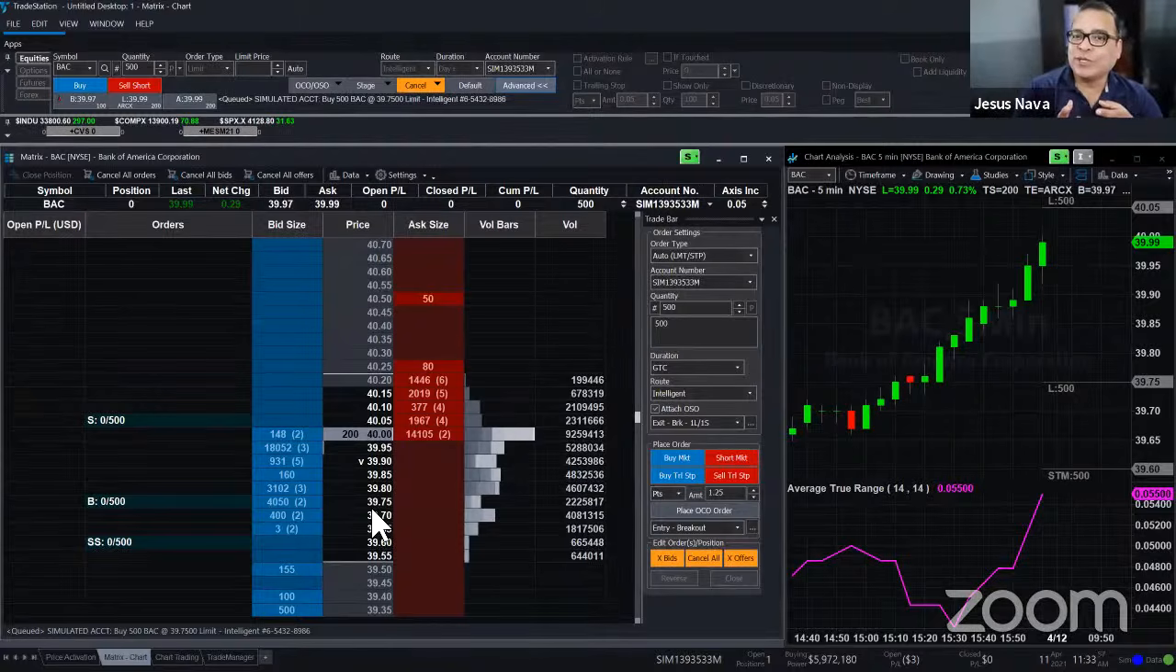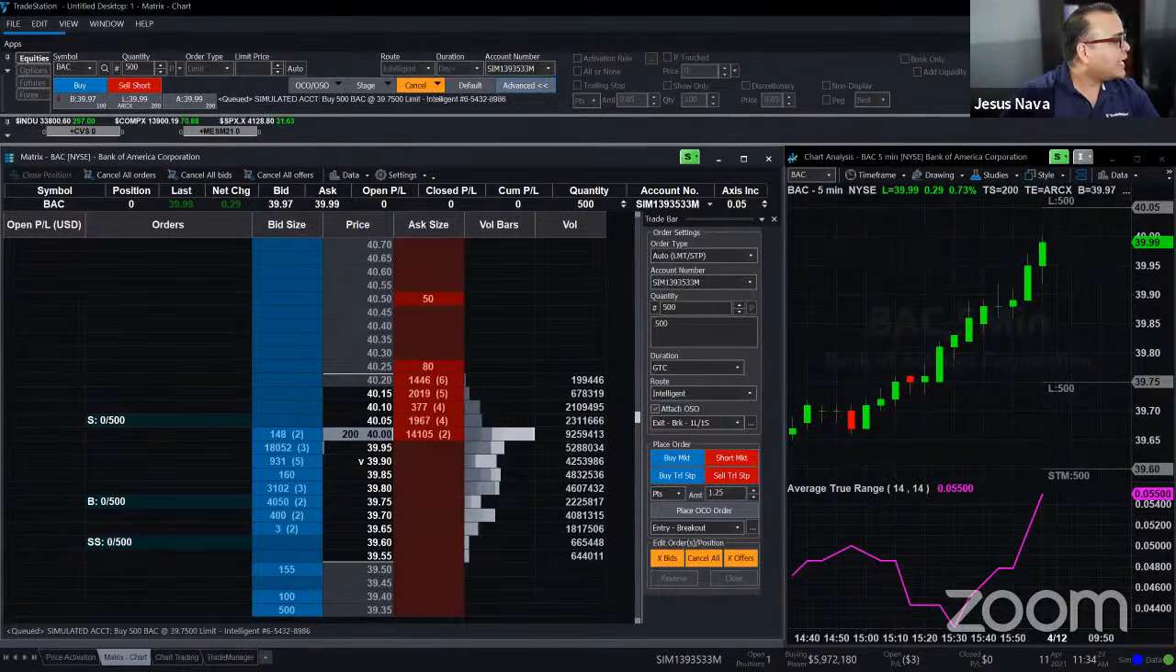So your order would turn into what's called a marketable limit order. So we're going to get you the best price possible. But if it opens up at 40, then your order's there. It's waiting for Bank of America to drop to $39.75 to give you an entry. All right. Excellent. Let's go ahead and take a look at some other trades here.